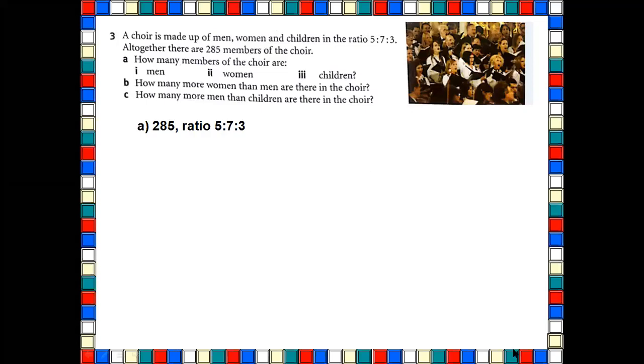Here, question 3. Let's start with, let me see the names, Jude Khawaja. Yes, teacher. Hi, Jude. A choir is made up of men, women, and children in the ratio of 5 to 7 to 3. Altogether, there are 285 members of the choir. How many members of the choir are men?